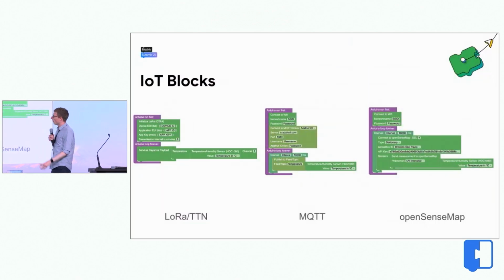Currently, we have a lot of different IoT blocks. You can directly send data to the LoRa network. So there's The Things Network, for example, in Europe, which is pretty strong. You can directly use it. There's MQTT. There's the OpenSenseMap. There are other protocols where you can just send data to other REST APIs to ensure that you can use more or less the service you want to use.